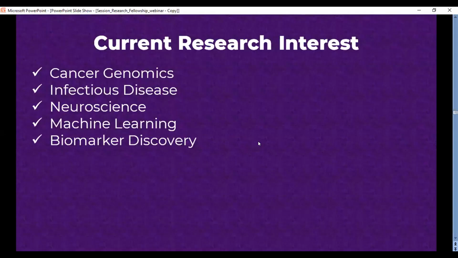My major research interest lies in cancer genomics, infectious disease, neuroscience, and machine learning. Specifically, my focus is mostly on studies for biomarker discovery. I'm looking forward to working with many of you.